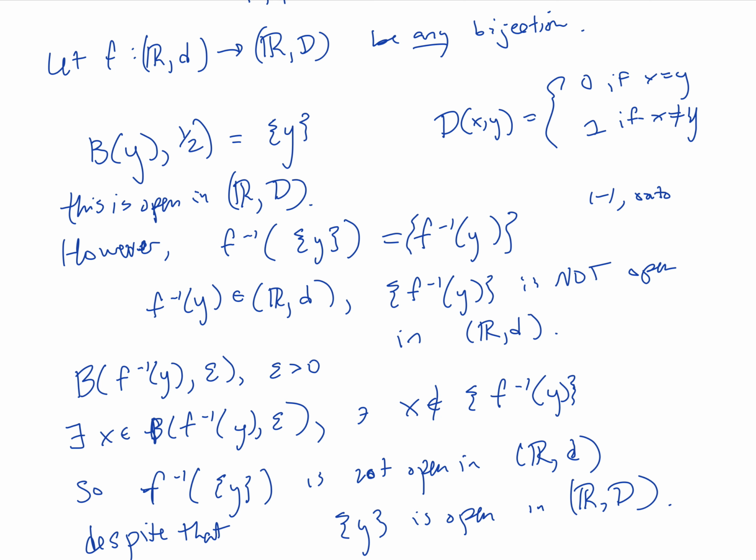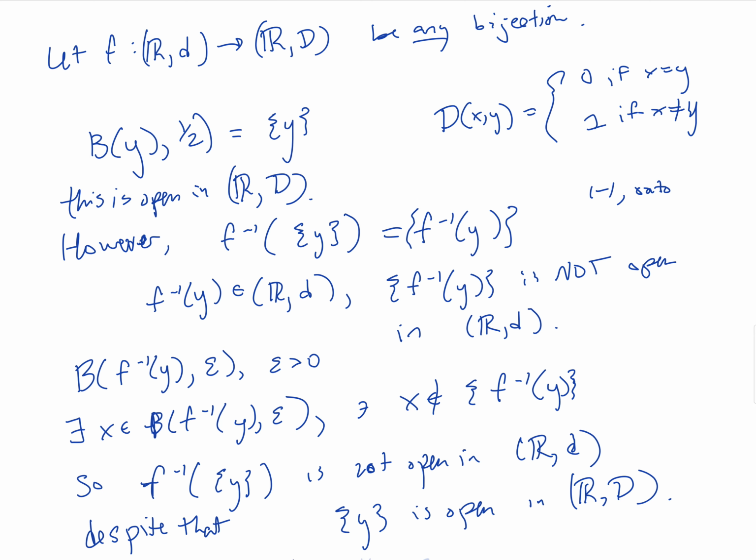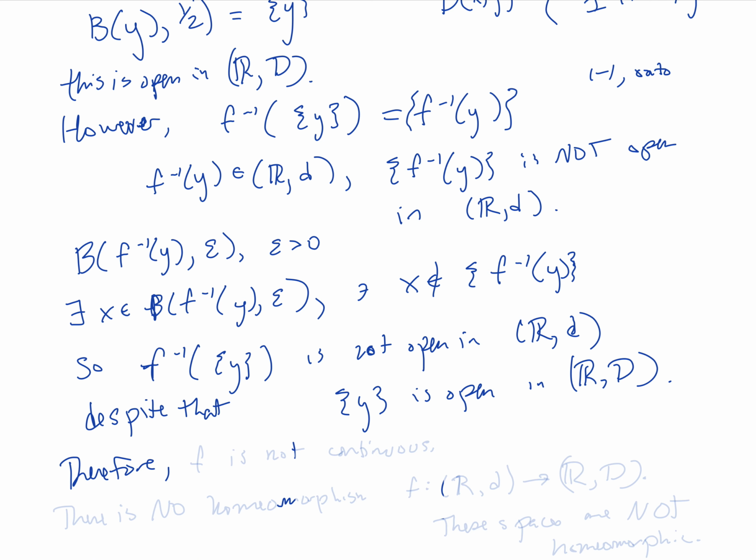And therefore, by one equivalent definition of continuity, a function is continuous if and only if, for any open set in the range, for any open set in y, its inverse is open in x. So therefore, f is not continuous. And the only requirement we had was that f was a bijection. So no bijection can be continuous, mapping the real numbers with the usual metric to the real numbers with the discrete metric.